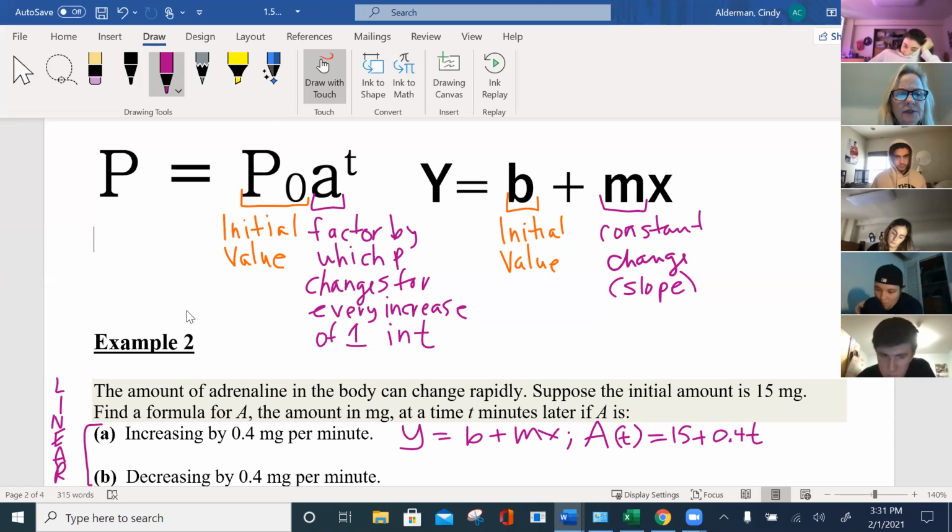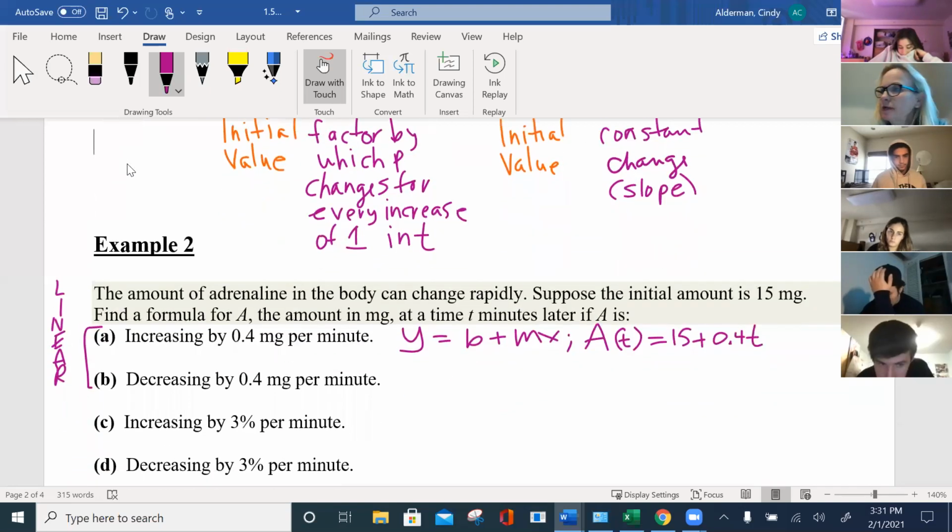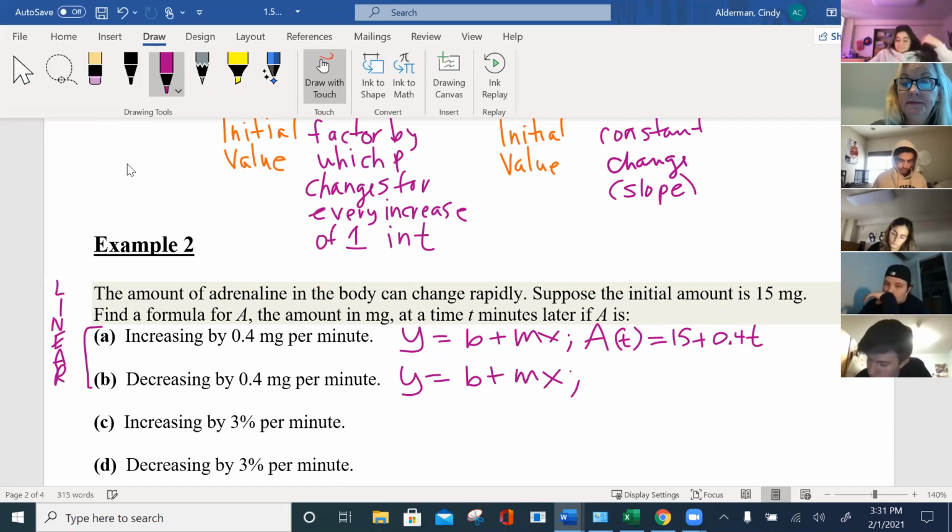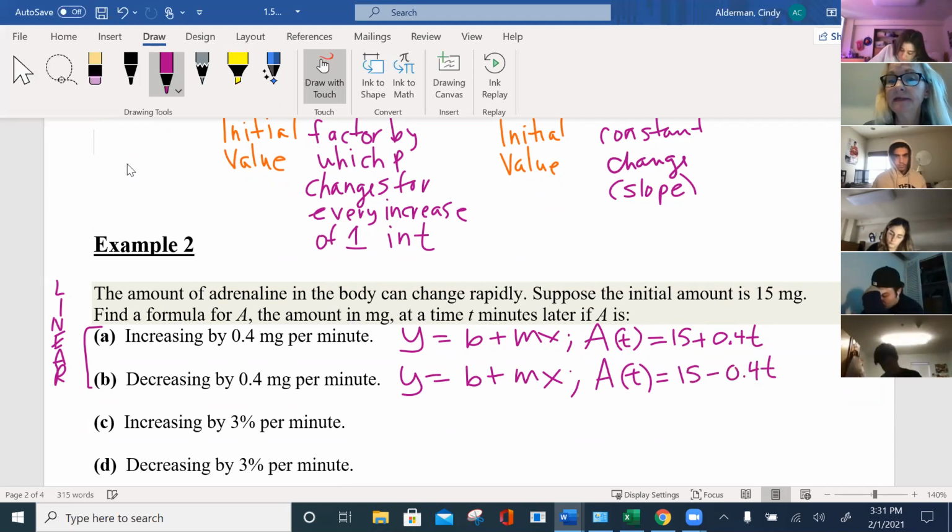Okay, so the only difference between A and B is in A, it's increasing, so the slope is positive, which is why I did plus 0.4t. So how is the equation going to change if it's decreasing? What do you think? Well, again, we start out with y equals b plus mx. A of t equals, you guys tell me, what do you think? Would it be 15 minus 0.4t? Yeah, good. 15 minus 0.4t. Simple.